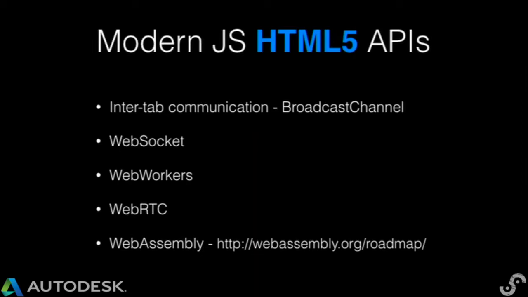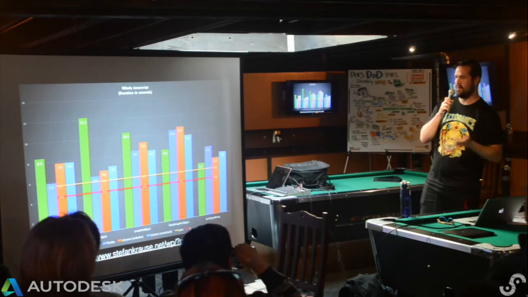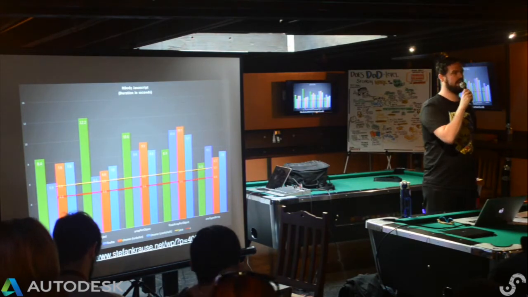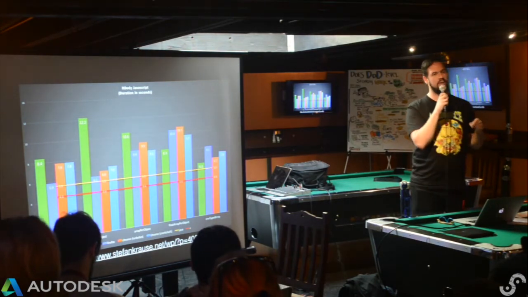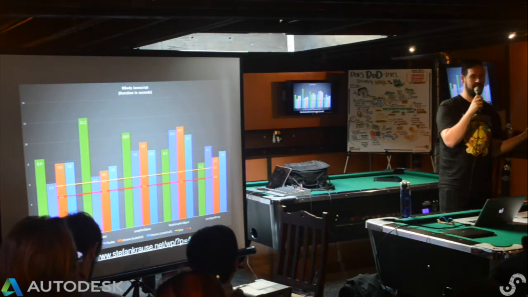WebAssembly is the thing that's really exciting me at the moment. Stefan Kraus did some research a week ago where he ran some computing problems. The red line is native performance in C and the yellow line is Java. And he ran these processing exercises in Firefox, Safari, and two different versions of Chrome against native computations. Apparently the WebAssembly version in Firefox is quite fast, because for some of these it was almost on par with native performance of Java. And that's today. So in 5 years' time, JavaScript will likely be performing at the speed of a binary running on your computer.